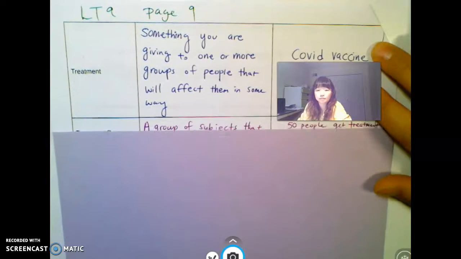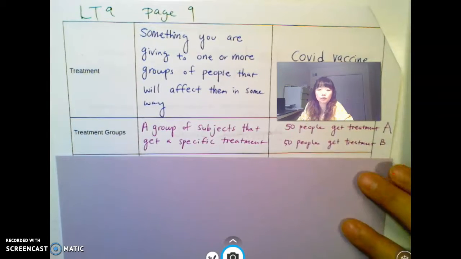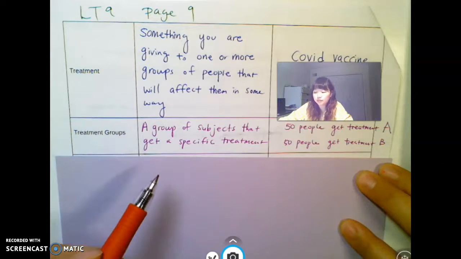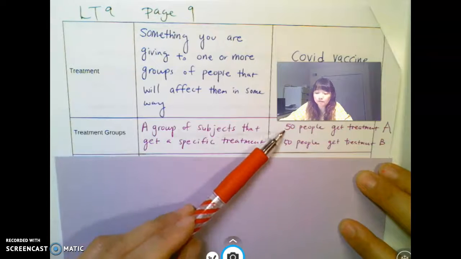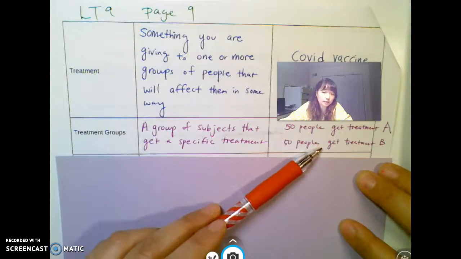Groups. If we're giving a treatment, sometimes we divide into different groups. It's a group of subjects that gets a specific treatment. For example, 50 people can get treatment A, 50 people can get treatment B.